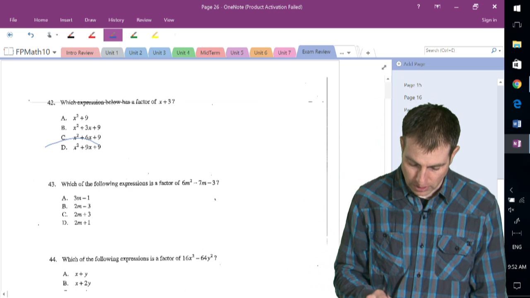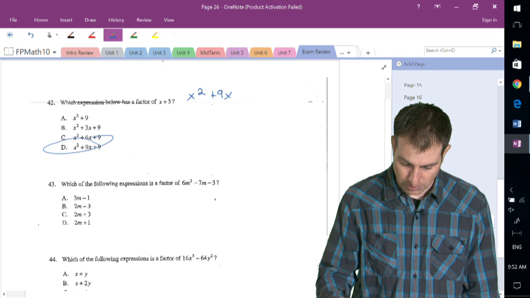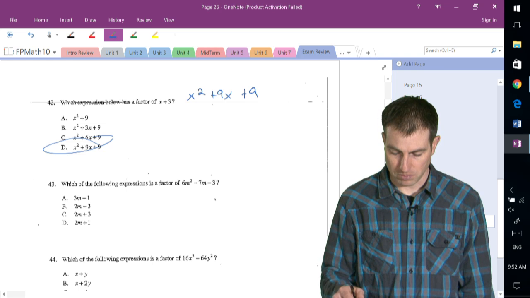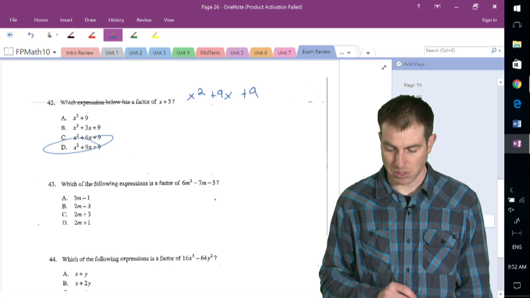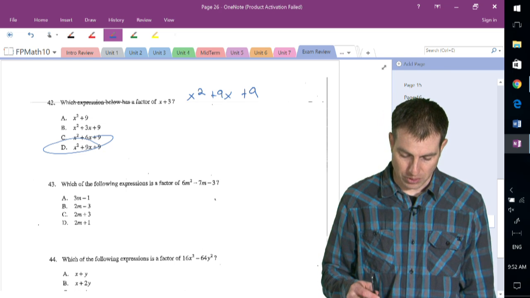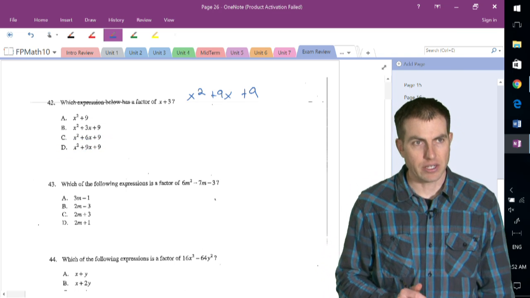They could have said, okay, take x squared plus 9x plus 9 and find the factors of it. So you'd go, okay, magic number's 9. What numbers multiply to 9? Add to 9? Go through it like that. So I guess the trick here is some of these aren't factorable.